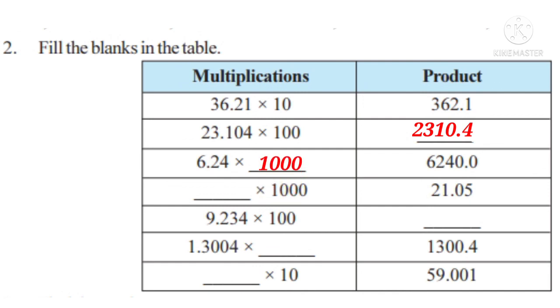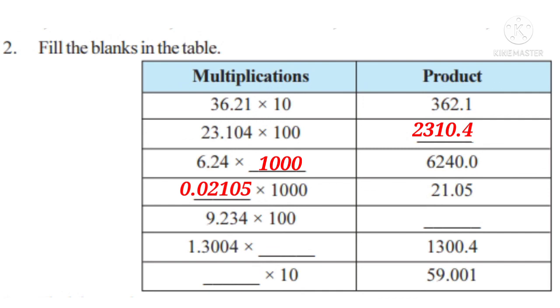Now fourth problem. Observe that the decimal place is on the right side of 21. So to get the first number, the decimal place should shift from right side to left side after 3 digits because it is multiplied with a number which has 3 zeros, that is 1000. So 1, 2 after 0 point. So 0.02105. Fifth problem. 9.234 into 100.